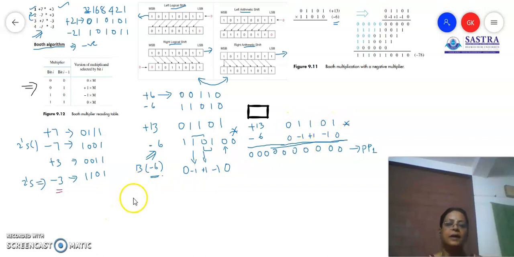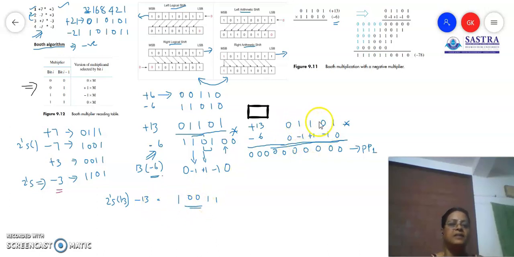So what is the binary equivalent of minus 13? So you have to take 2's complement of plus 13. So 2's complement of plus 13 will be equal to, so you will take this number, it is 1, 1, 0, 0, 1. So you have to take 2's complement of plus 13, so it is 1, 1, 0, 0, 1, 1, 0, 0, 1, 1. So this is going to be the binary equivalent of minus 13.